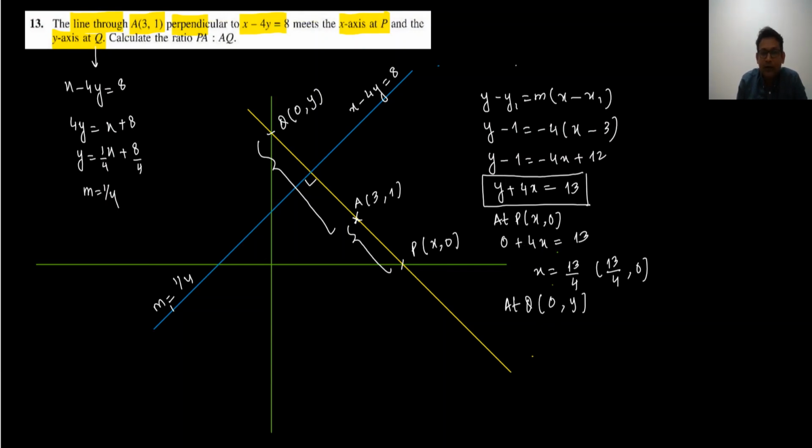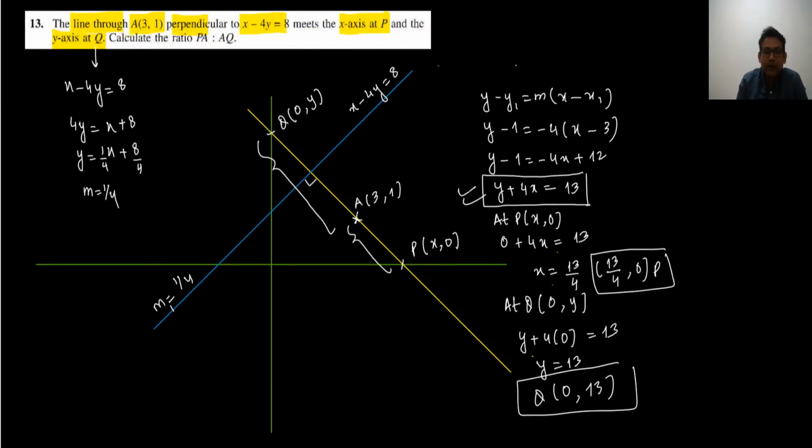So I will put the value here in this equation. y plus 4 times 0 is equal to 13. So y is coming 13. So the coordinates are 0 comma 13. This is coordinate q and this is coordinate p. So we have two coordinates p and q, and also the coordinate a.